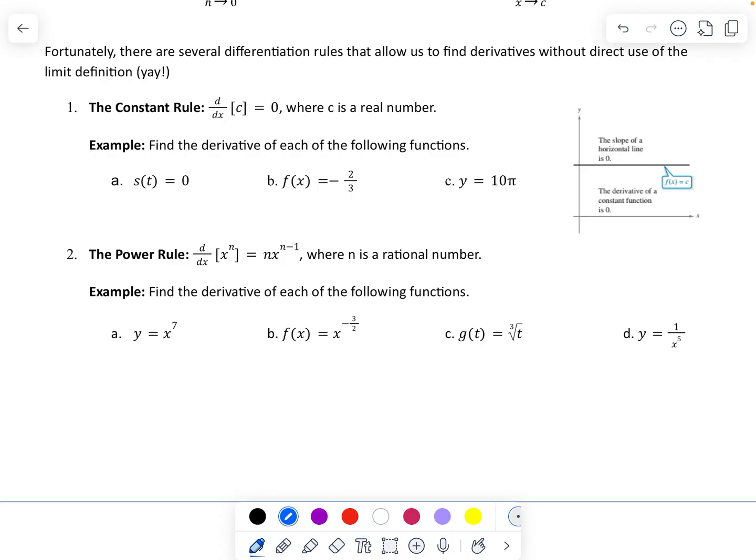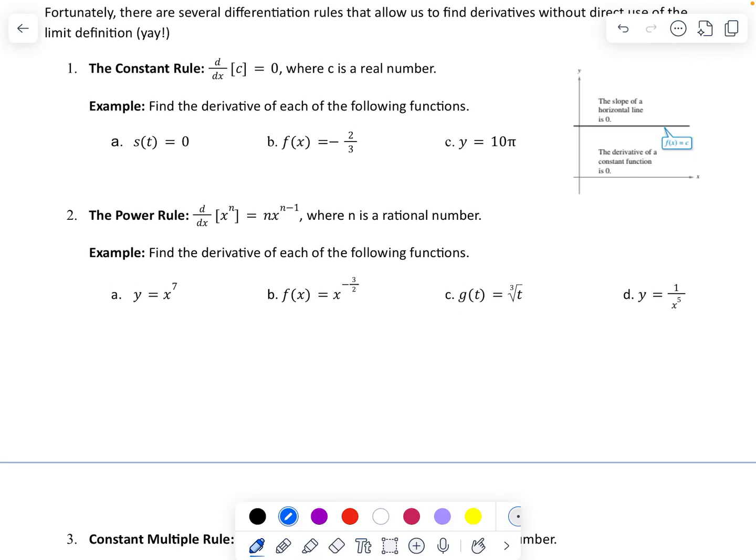you get 0. So if your function s of t is 0, then s prime of t, the derivative of the function s, will also be 0. For b, f of x equals negative 2/3. That's just a constant, therefore f prime of x, the derivative of f, will be 0. And for c, we have y equals 10 pi. Remember, pi is not a variable, it's a constant, so 10 pi is just a number, therefore y prime, the derivative of y, will just be 0.